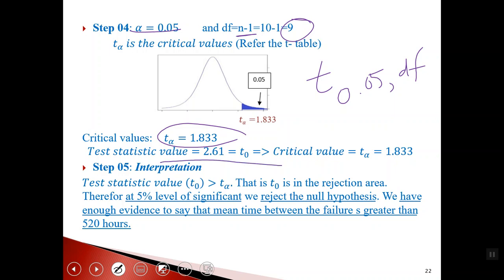So the test statistic value is greater than your critical value t alpha. So what you have to do? This is t alpha, and your t naught is somewhere here, this point. Your t naught value is greater than the t alpha value, which means it is in the rejection area. You have to reject H naught. It is easy. Reject H naught.